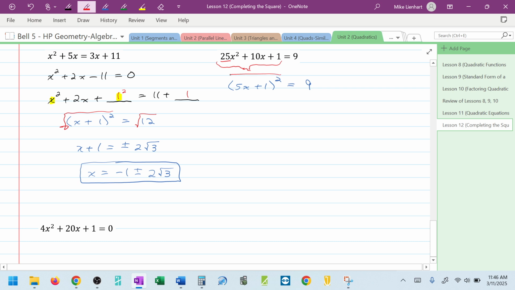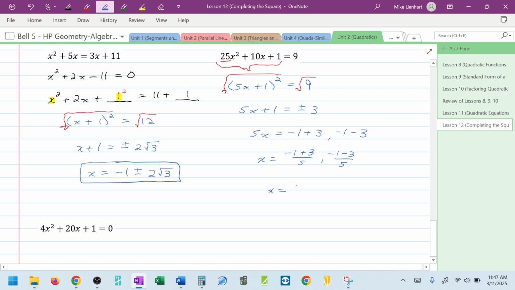Okay, square root both sides. That leaves me with 5x plus 1 is equal to plus or minus 3. I'm going to subtract 1, so 5x is equal to negative 1 plus 3 and negative 1 minus 3. I just separated the plus and the minus because I'm seeing a bunch of numbers. So now I have to divide each of them by 5. So negative 1 plus 3 divided by 5, and negative 1 minus 3 divided by 5. And then I'll clean that up.